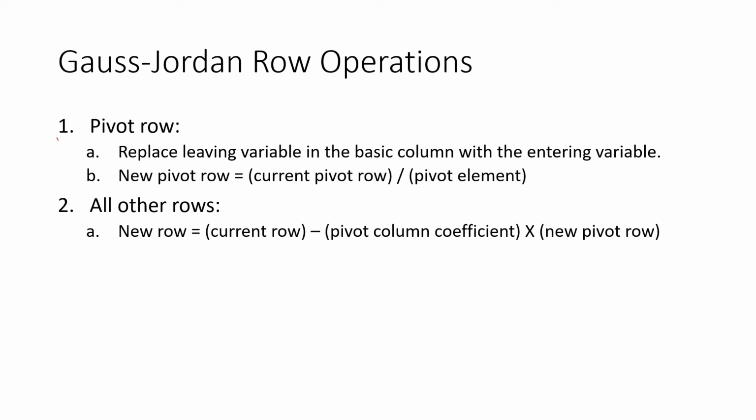The first rule involves our pivot row. We replace the leaving variable in the basic column with the entering variable. That's in the leftmost column. So in this case, take X2 out, replace it with S3. Then the rest of that row becomes the current pivot row divided by the pivot element. For every other row, the row becomes the current row minus the pivot column coefficient times the new pivot row. Now, let's see what this actually means.